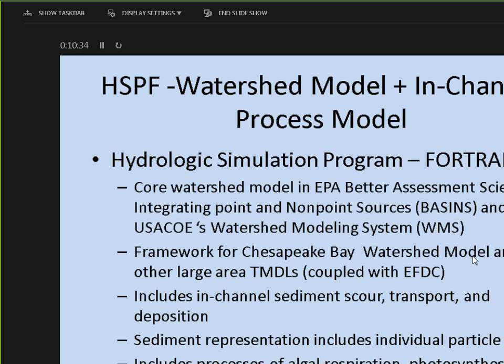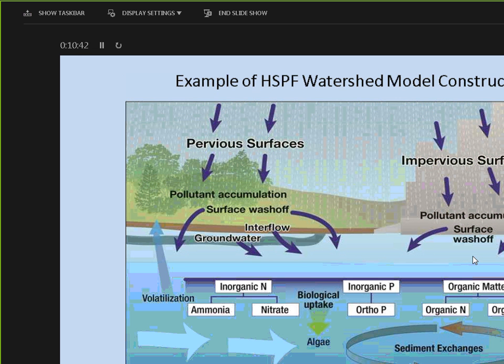So here's how HSPF divides up the real world. We've got some pervious surface that makes up most of the watershed, and we've got 3 pathways from the pervious surface to the receiving reach. We have surface runoff. We've got interflow, which is shallow, storm-driven subsurface flow, and then we have groundwater or base flow. Then we also have an impervious surface module, and since it's impervious, we only have surface, we don't have any infiltration, so we just have surface wash off.